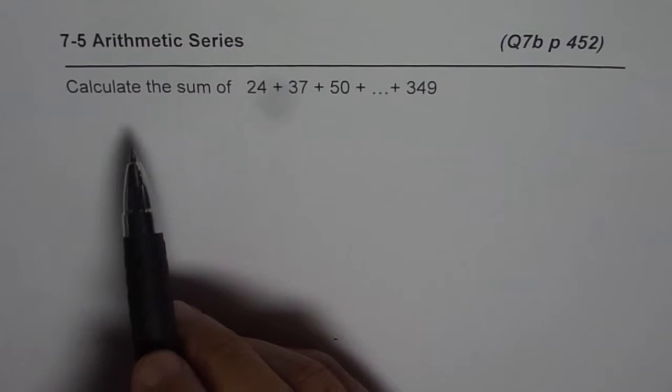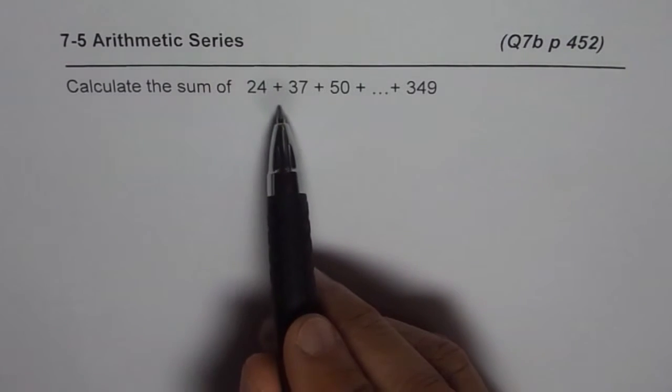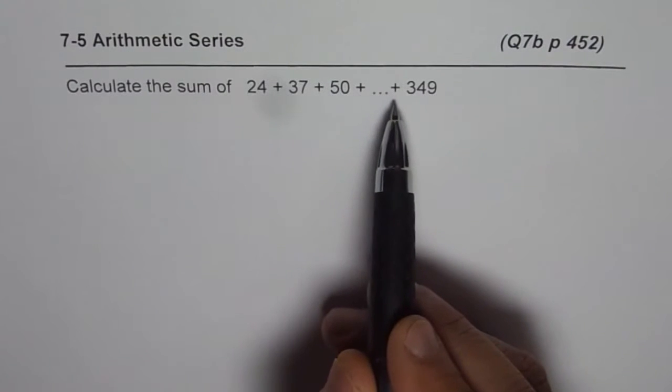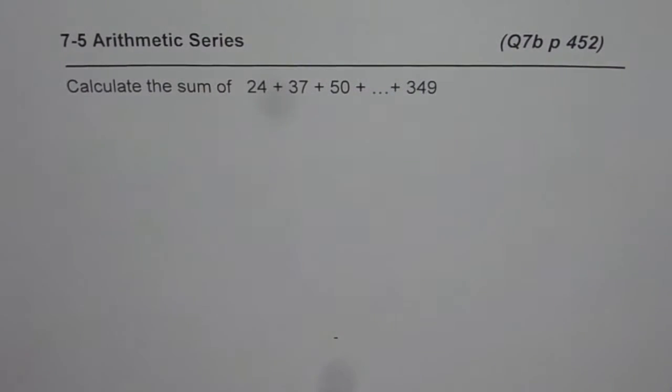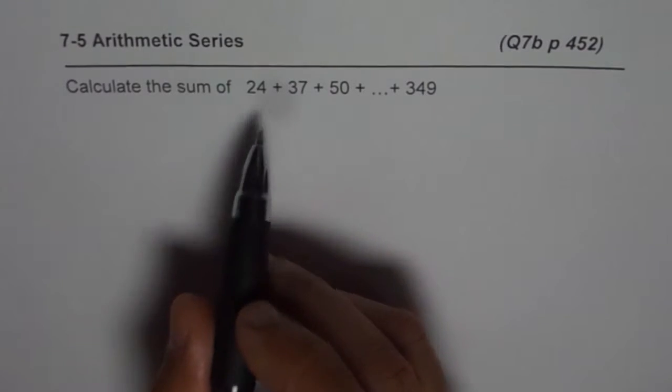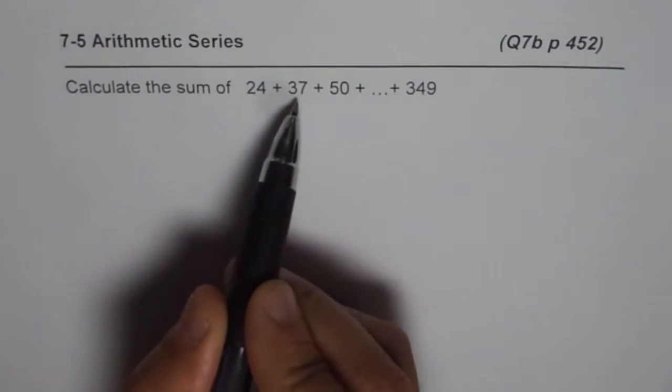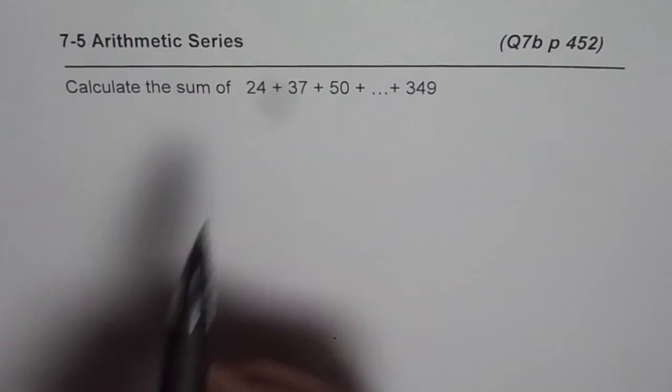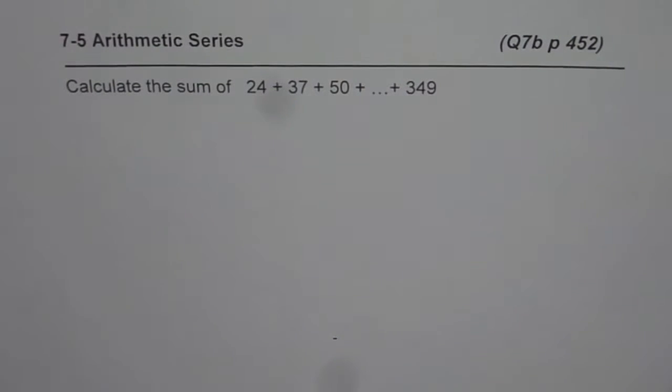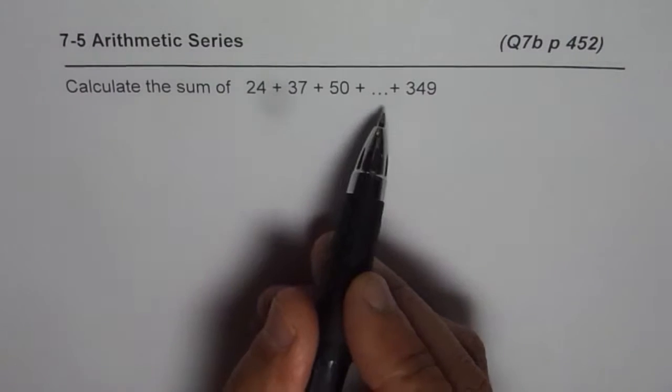The question here is, calculate the sum of 24 plus 37 plus 50 plus so on till 349. Since this question is from arithmetic series, students just start answering without even showing that the series is arithmetic. Since we have not written that this is an arithmetic series, you have to first show that the series is arithmetic, and then find the sum of those terms.